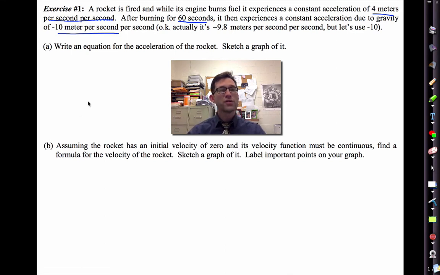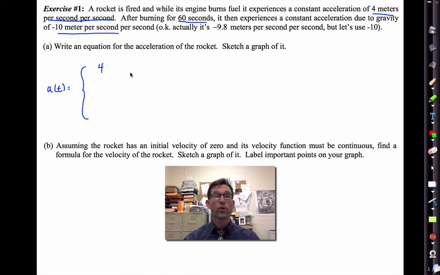Okay, so the first thing we're asked to do is write an equation for the acceleration of the rocket and then sketch a graph of it. Why don't you go ahead and try to write a piecewise formula for the acceleration of this rocket. Pause the video now. Okay, let's do it. It's not that hard, but there is one little question I bet many people have in their head. We know for certain that our acceleration is a constant 4, not 4t, just 4 for the first 60 seconds.